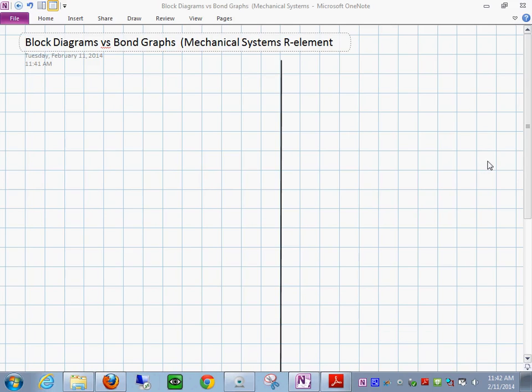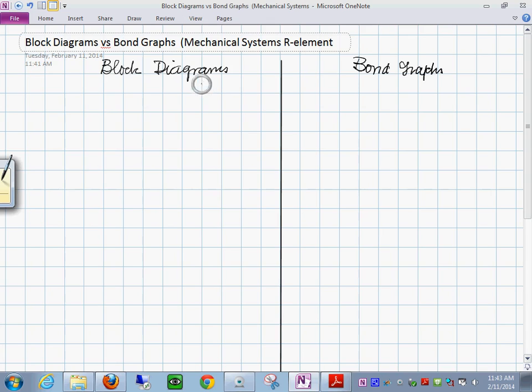Okay, so let's take a look now at the block diagrams versus bond graphs for the mechanical systems, and the R element is what we have in mind today. On this side, I am going to put the block diagrams, and on this side, I'm going to say these are my bond graph models. Okay, so let's propose the mechanical system.